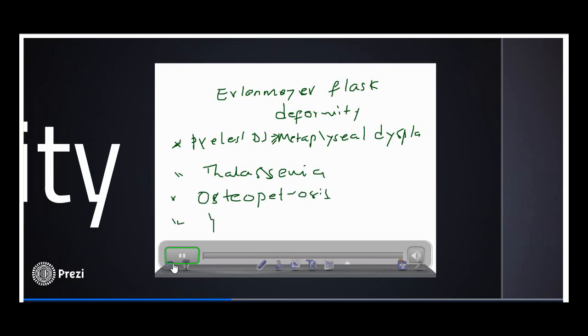Then we have what you call Gaucher's disease. Okay guys, so what are the causes for Erlenmeyer Flask deformity? Pyle's disease, that is a metaphyseal dysplasia. Thalassemia, really very important, and the osteopetrosis and Gaucher's disease. Okay guys, these are the important causes. There might be plenty of causes for that, but for USMLE, try to remember these things.